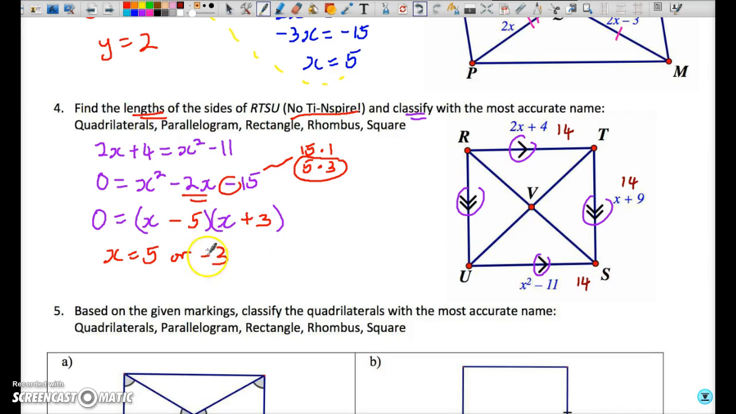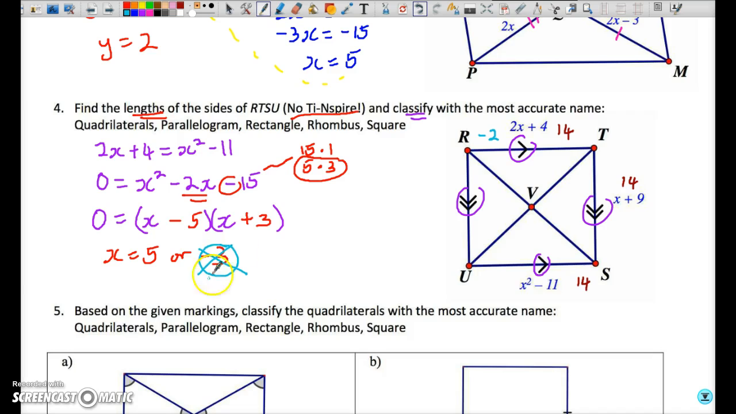The alternative is minus 3. So I'm going to just change colors here for this. So if I sub in minus 3, I have 2 times minus 3, which is minus 6 plus 4, leaves me a length of minus 2. I don't need to go any further than that. That shows that the solution is in fact extraneous.